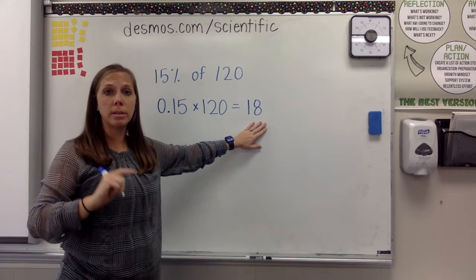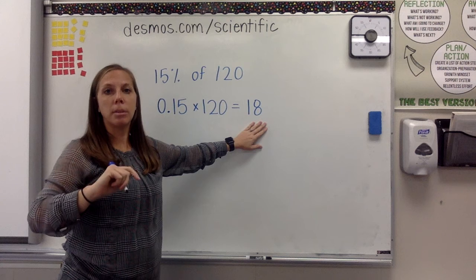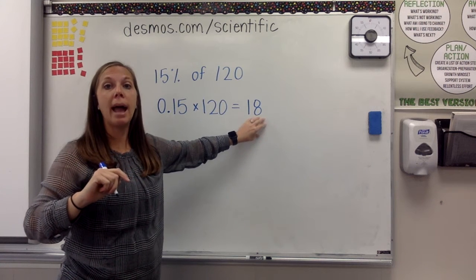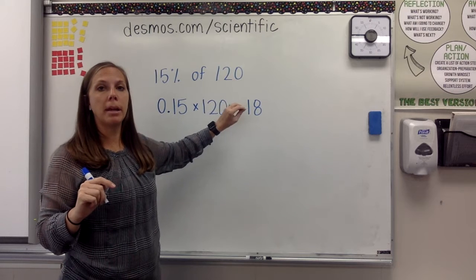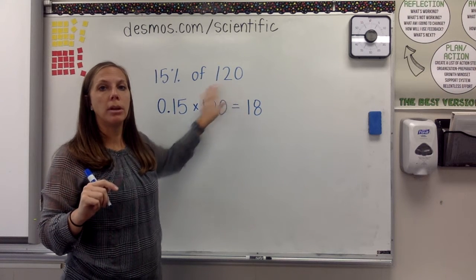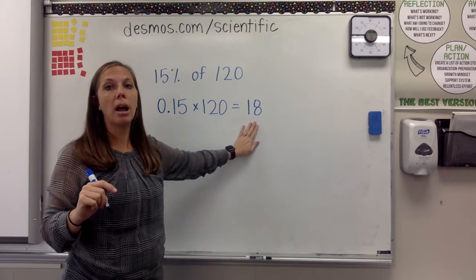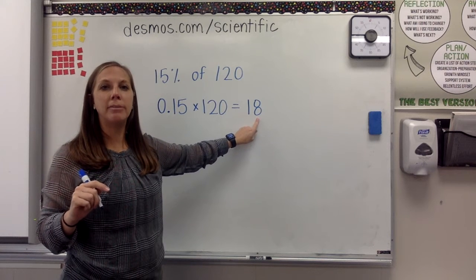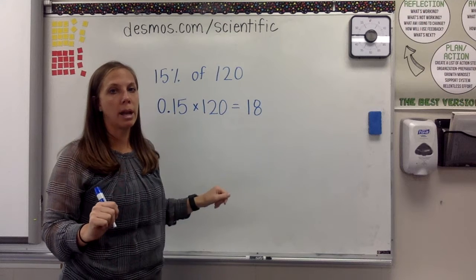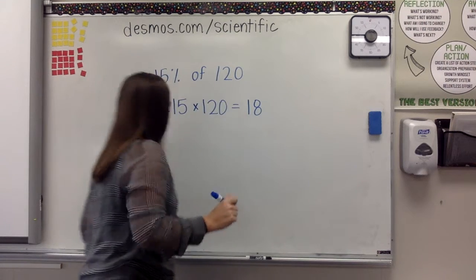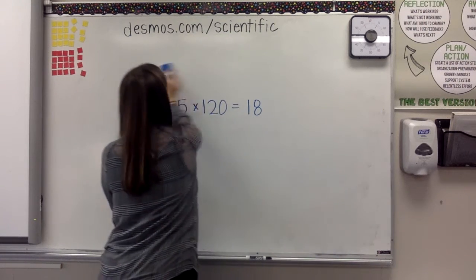If I'm talking about tax or tip or something that's increasing, I'm going to need to add that to my original quantity. Okay, so keep that in mind. You've got your original amount, you're finding 15% of that amount, and then you might have to continue and do another step with this number depending on what your question asked. Let's do another one.